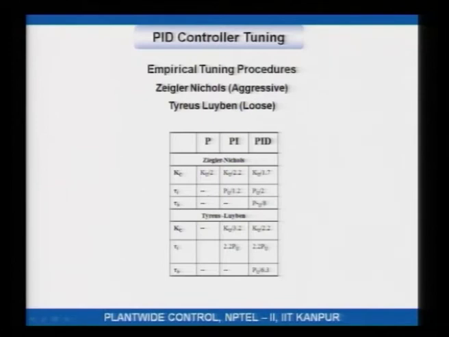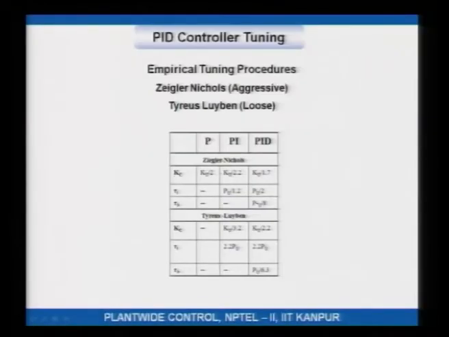Now, maybe I should explain this a little bit. Look at the table. If you are using a P only controller, the Ziegler-Nichols tuning method is saying, get your ultimate gain where you get sustained oscillations, your applied controller gain should be half of that, Ku by 2. If you are using a PI controller, your proportional gain should be Ku by 2.2.